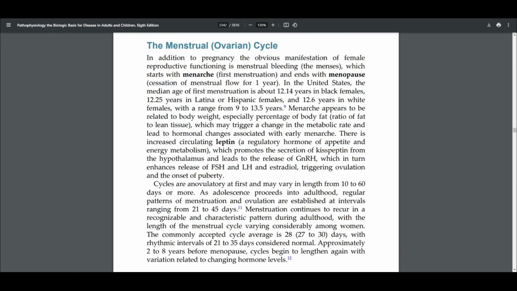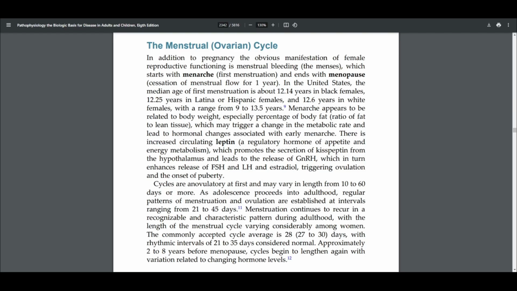That brings us to our menstrual cycle, or the ovarian cycle. In addition to pregnancy, the obvious manifestation of female reproductive functioning is menstrual bleeding, the menses, which starts with menarche and ends with menopause. In the United States, the median age of first menstruation is about 12: 14 years in Black females, 12.25 years in Latina or Hispanic females, and 12.6 years in white females, with ranges of 9 to 13.5 years.